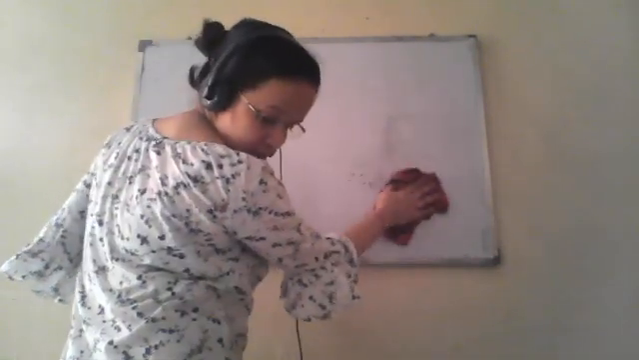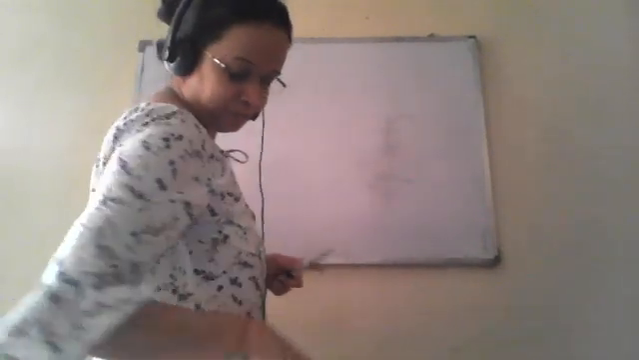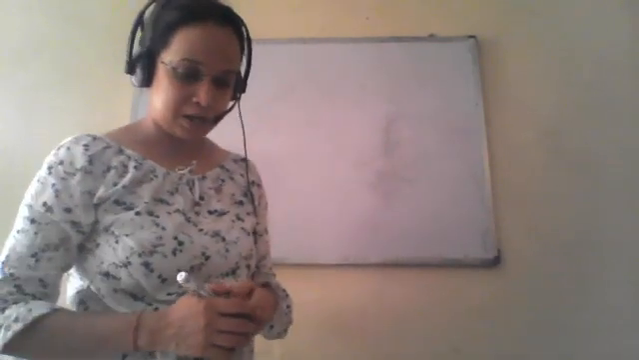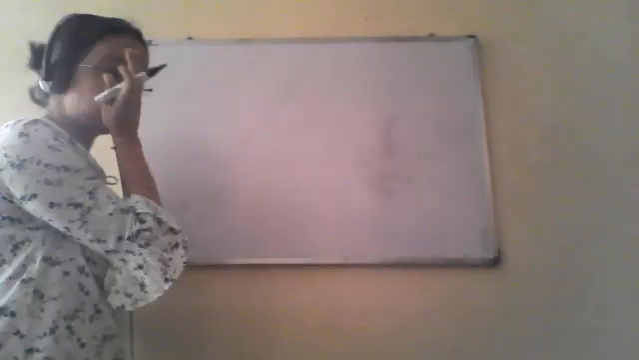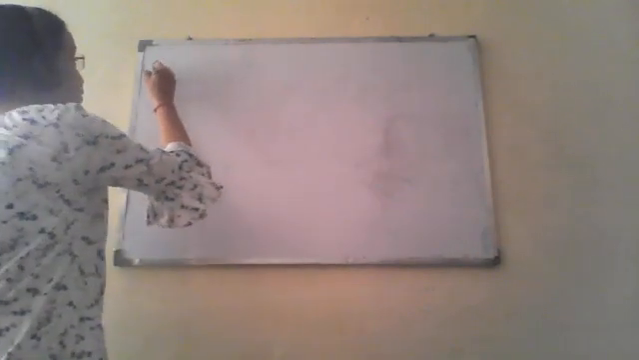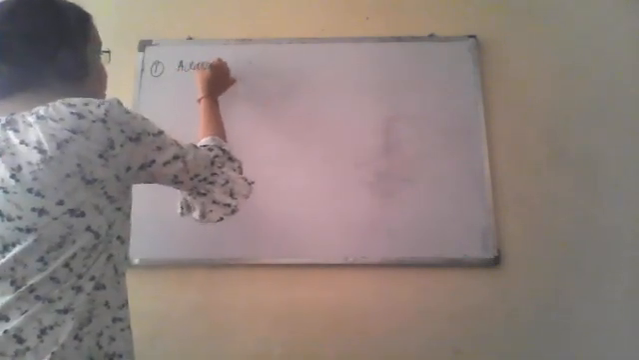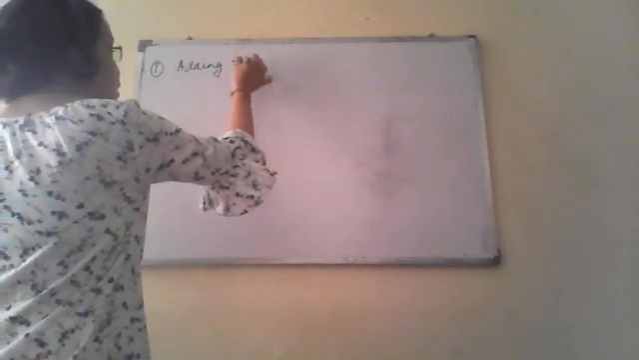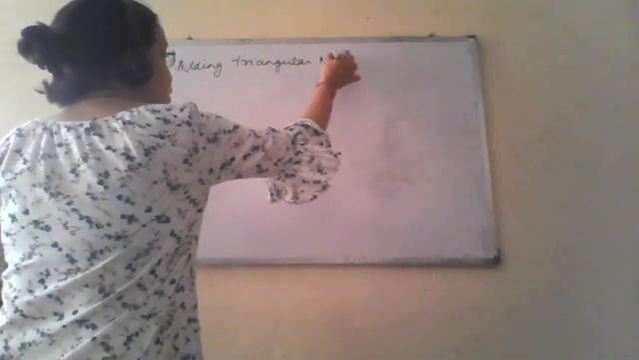Now there are some interesting characteristics of square numbers. So first is adding triangular numbers. It is given in your NCERT, on page number 92. So what are triangular numbers?